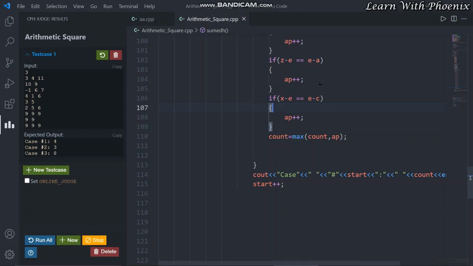I hope you have understood the solution. If you have not, please go through the properties of AP and then try to solve this question, because this question was based on properties of AP only.